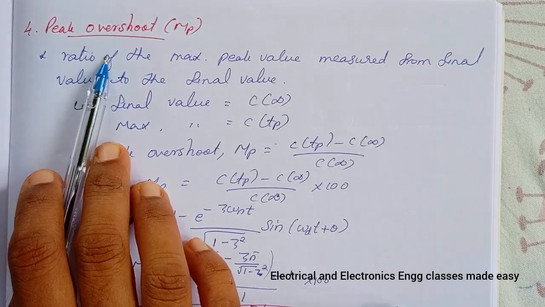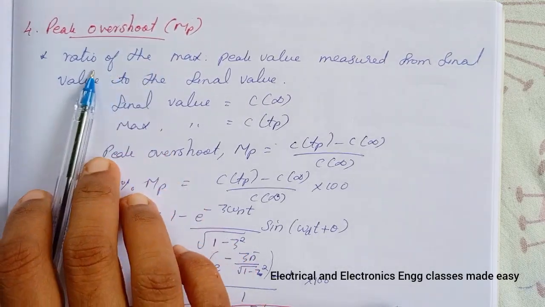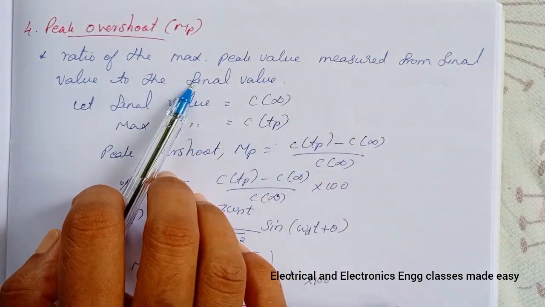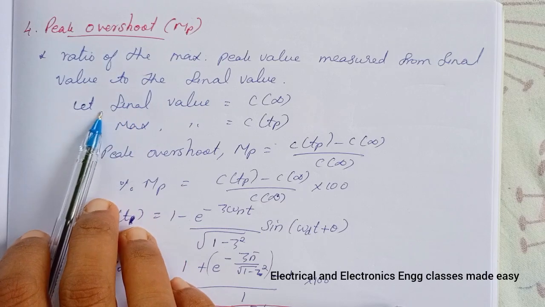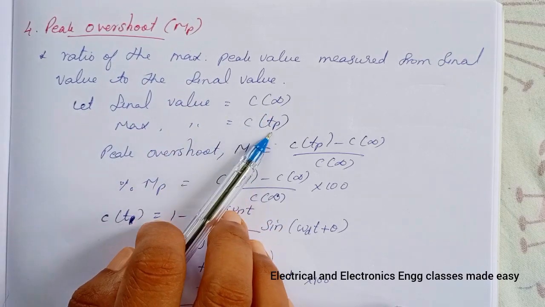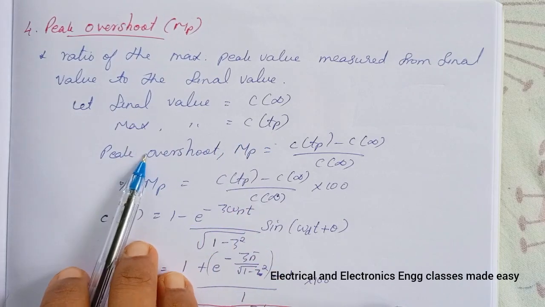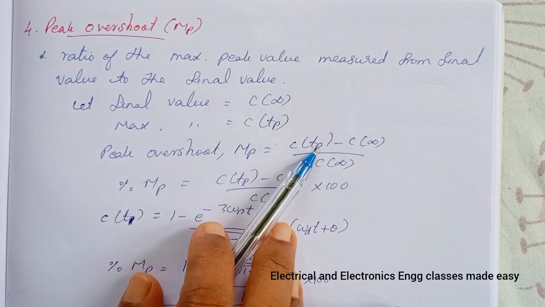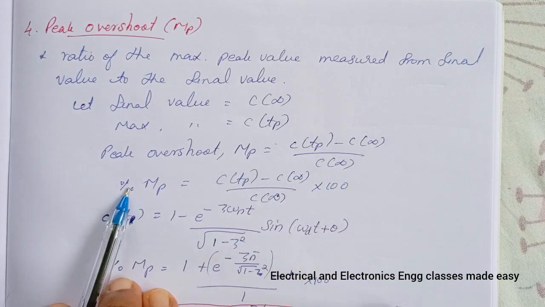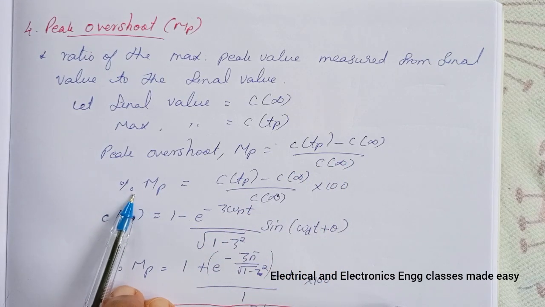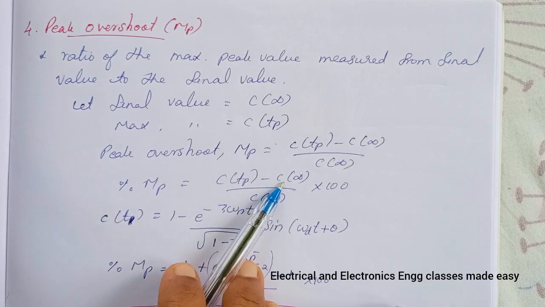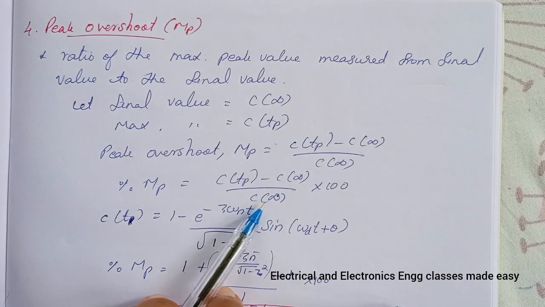Next is peak overshoot Mp. It is the ratio of the maximum peak value measured from the final value to the final value. Let the final value be C of infinity, and the maximum value be C of Tp. Then peak overshoot Mp is equal to C of Tp minus C of infinity divided by C of infinity, and it is expressed in percentage. So percentage peak overshoot Mp is equal to C of Tp minus C of infinity divided by C of infinity into 100.